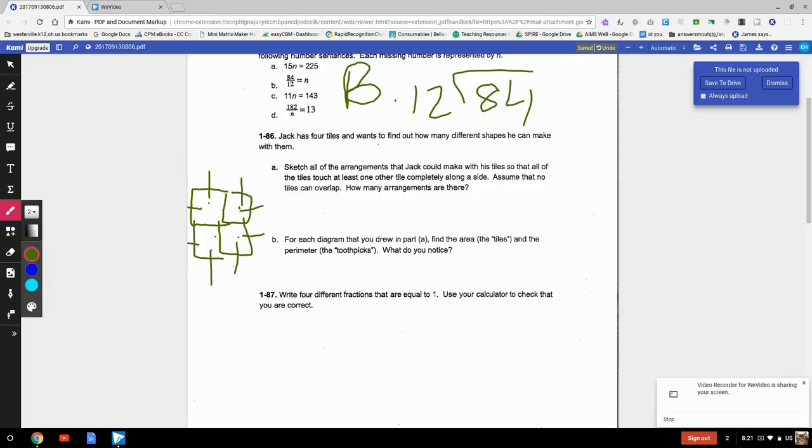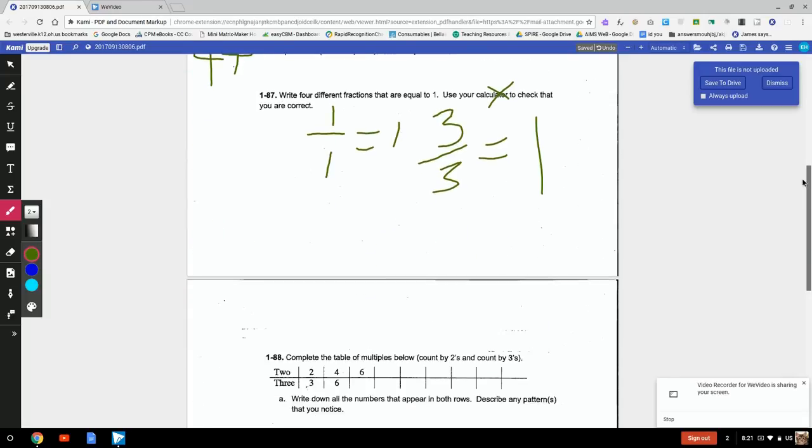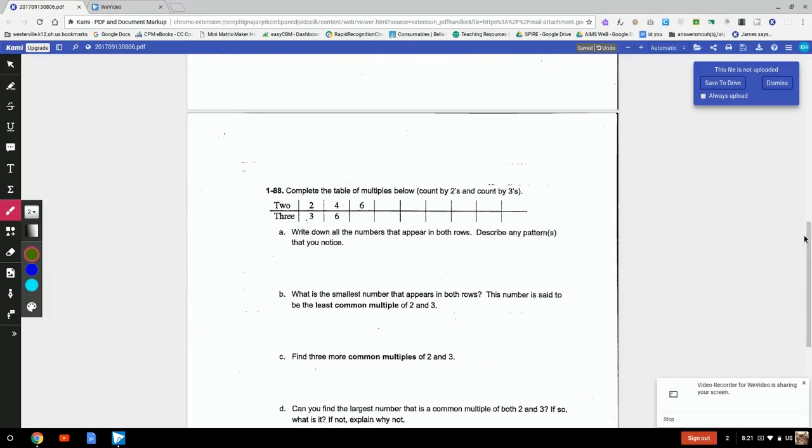187 here, write 4 different fractions that are equal to 1. I don't think you really need to use your calculator to check if it's equal to 1. For example, 1 over 1 is equal to 1. And also 3 over 3 is equal to 1. So you kind of get the gist of that right there. Very simple. Give me 2 more. If you want to use those 2, go ahead.